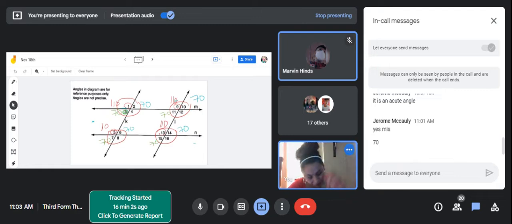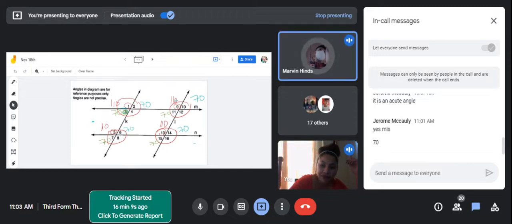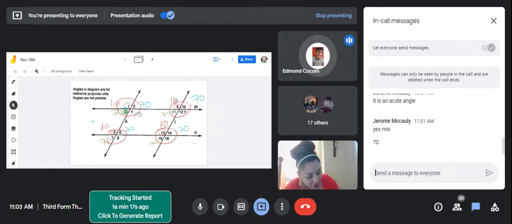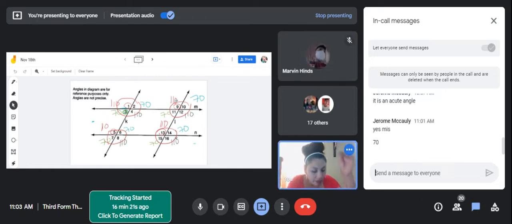Very good. Now, what is the magnitude on number 4? 110. Very good. So, what else is going to be 110? Number 12, number 8, and number 16. Very good. Is everybody understanding? See, with just one number, we managed to find all of the 16 angles in this problem. Everybody understands?